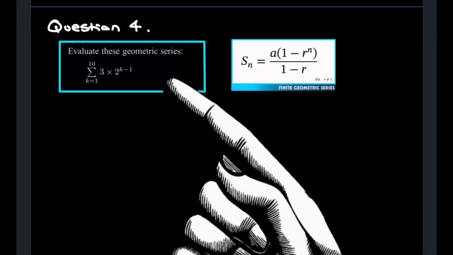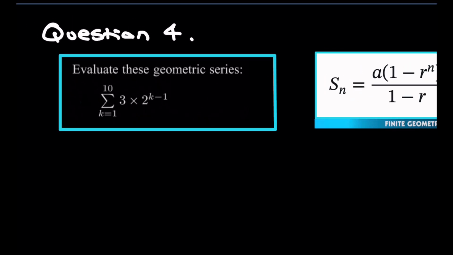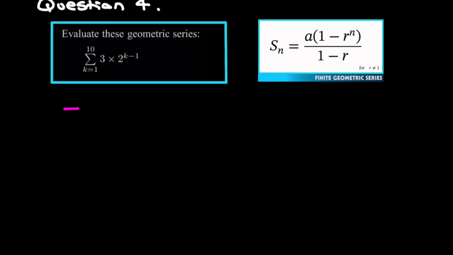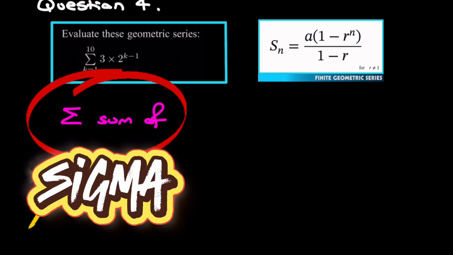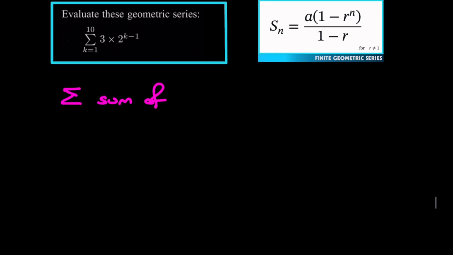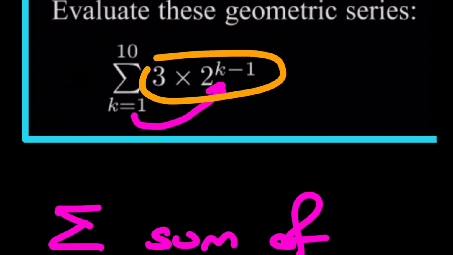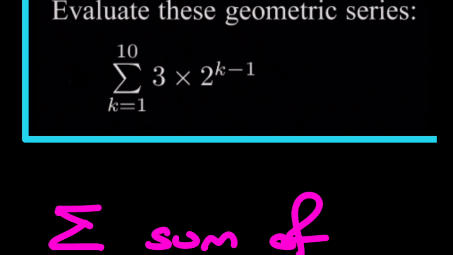Question 4. So we're going to look at this sigma notation again. It says evaluate these geometric series. So what we've got to remember is that this means the sum of, right? And this can appear in an arithmetic sequence problem or a geometric sequence problem. So this one here is, if we substitute this value 1 in for k, that will give us the first term of the sequence if we calculate the whole thing. Then we're going to plug 2 in, and then 3, then 4, and so on until we reach the value at the top of this sigma, which is 10.